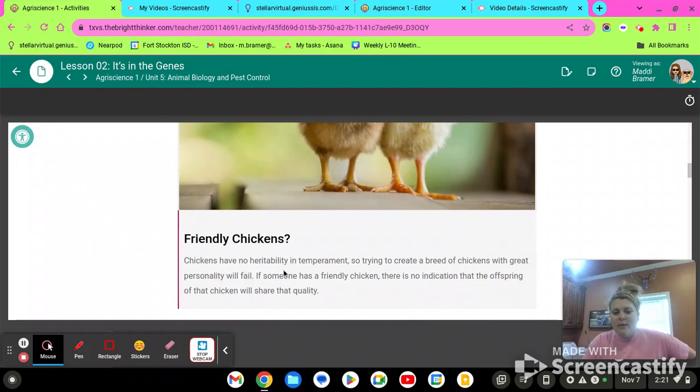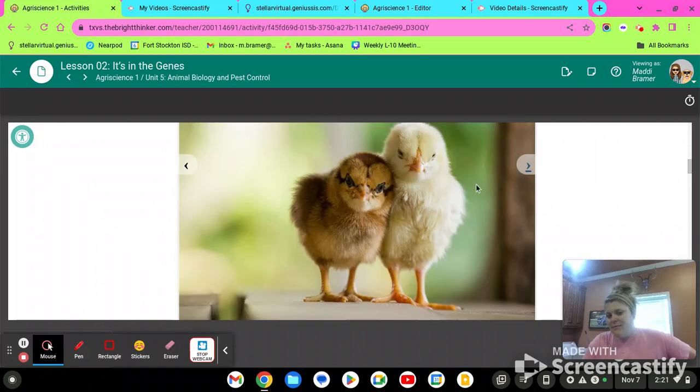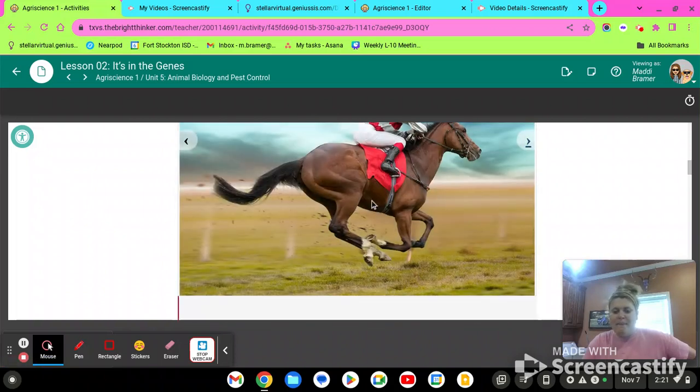Chickens have no heritability in temperament. So if you're trying to make a breed of nice chickens, it's not going to work. So if you have a friendly chicken, that's not passed down. So that's interesting.